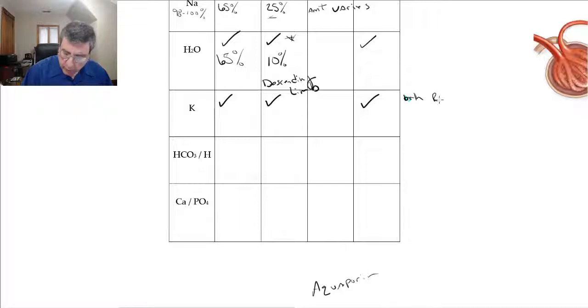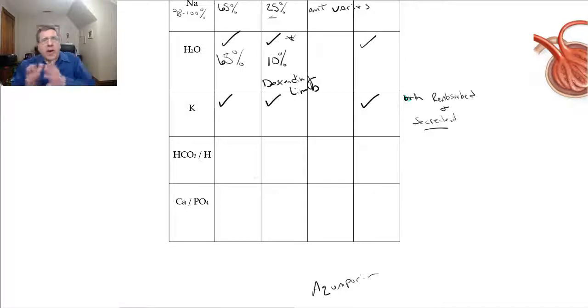Both reabsorbed and secreted. Okay? And the values differ. Now, when we're looking at potassium, 60 to 80% is going to be reabsorbed within the proximal convoluted tubule, and it's going to be through paracellular transport, okay? Paracellular, between the cells, but it is also going to be dependent on the movement of sodium.